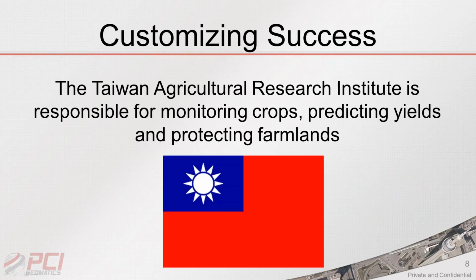And they did this for the Taiwan Agriculture Research Institute. Now, they are responsible for monitoring crops, predicting yields, and protecting farmlands. They provide an essential service within Taiwan to ensure that the agricultural industry is well maintained and that they can manage surpluses and potential deficits in a timely manner. So it's a very important institution within the Taiwan government so that they can provide this kind of service.